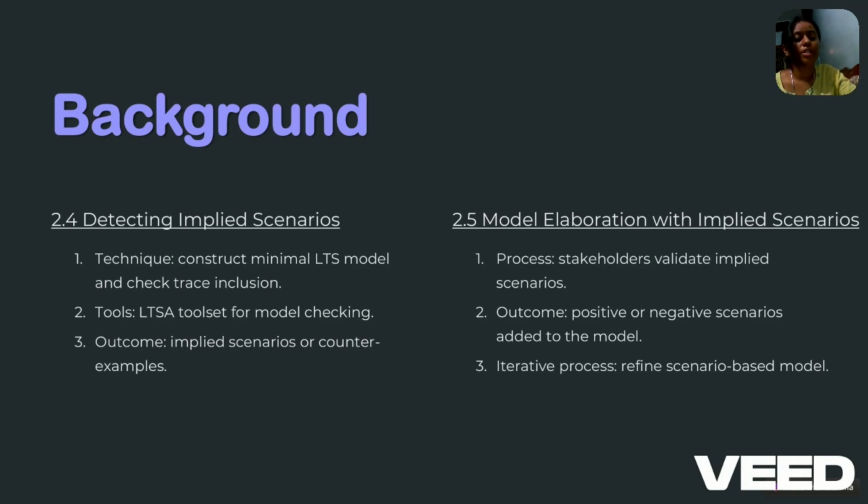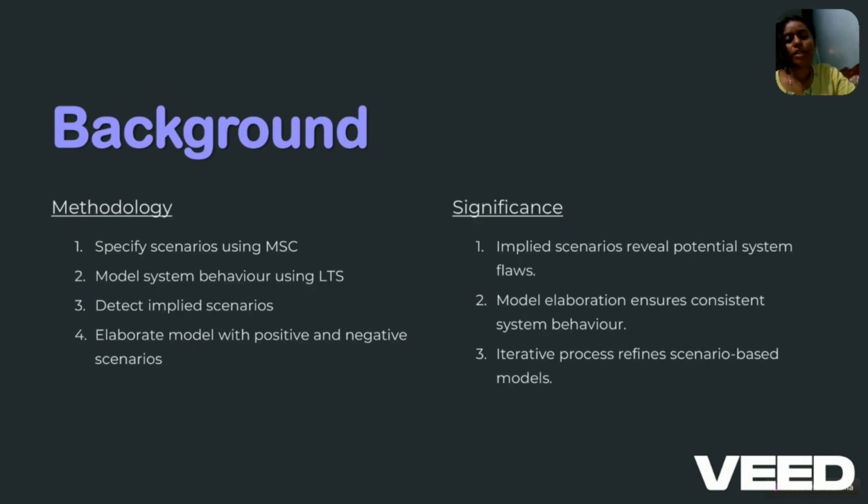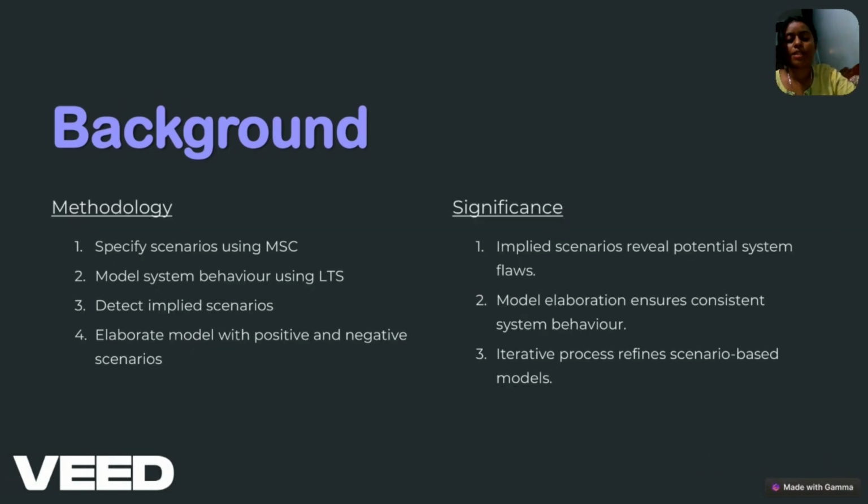Model elaboration with implied scenarios. In the process, stakeholders validate the implied scenarios. The outcomes are positive or negative scenarios added to the model. It is an iterative process that refines the scenario-based model. Methodology: it specifies the scenarios using MSCs, models system behavior using LTSs, and detects the implied scenarios. It also elaborates the model with positive and negative scenarios. Significance: implied scenarios reveal potential system flaws. The model elaboration ensures consistent system behavior. The iterative process refines the scenario-based models.